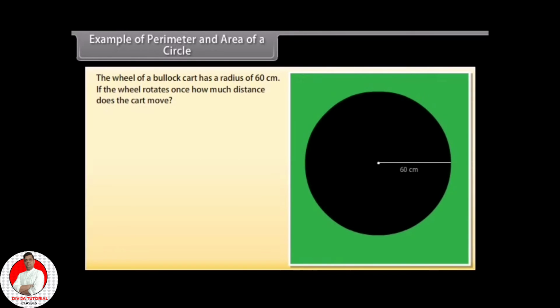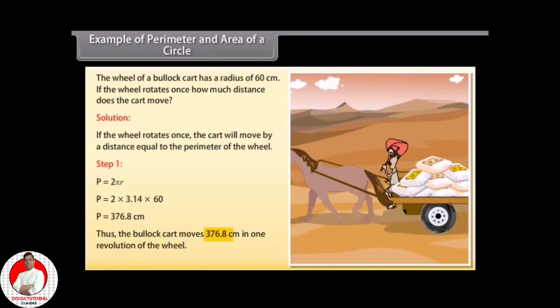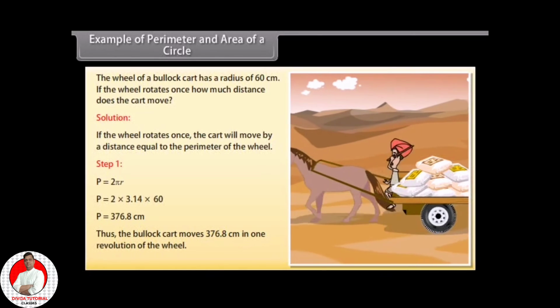Example 3. The wheel of a bullock cart has a radius of 60 centimeters. If the wheel rotates once, how much distance does the cart move? Solution. If the wheel rotates once, the cart will move by a distance equal to the perimeter of the wheel. We know that P is equal to 2 pi r. Now, by substituting the values, we get P is equal to 376.8 centimeters. Thus, the bullock cart moves 376.8 centimeters in one revolution of the wheel.